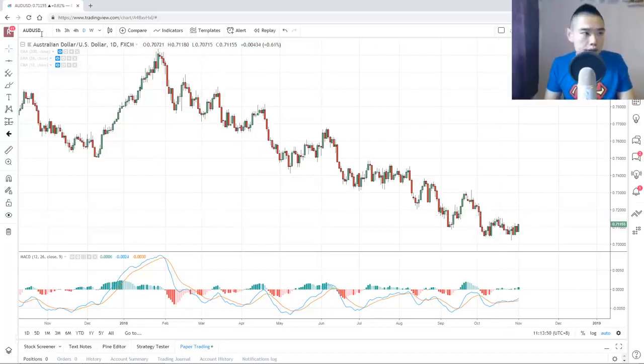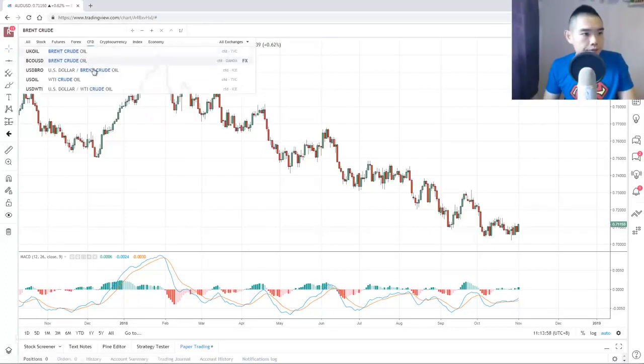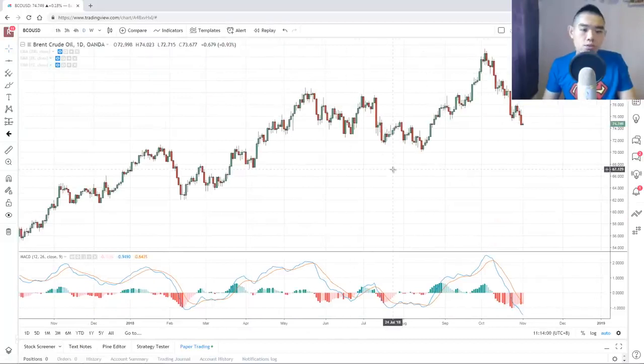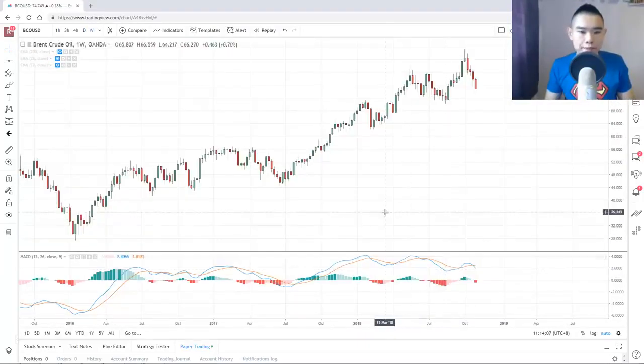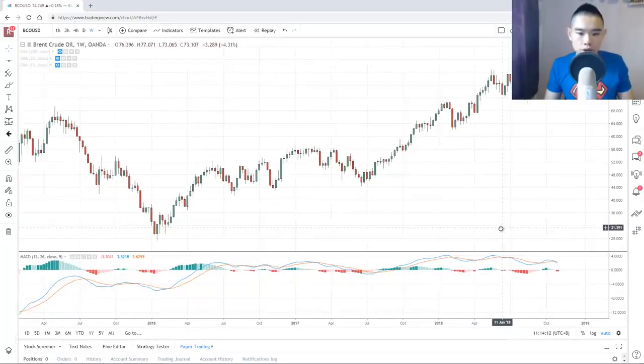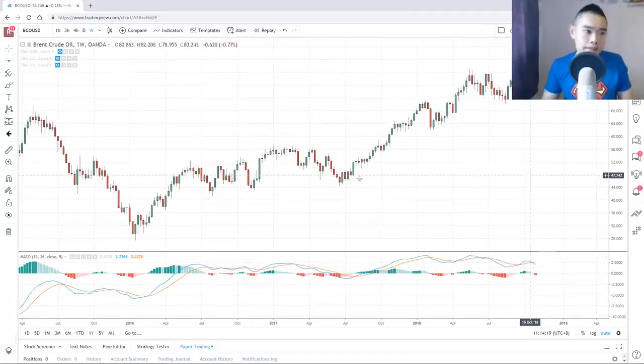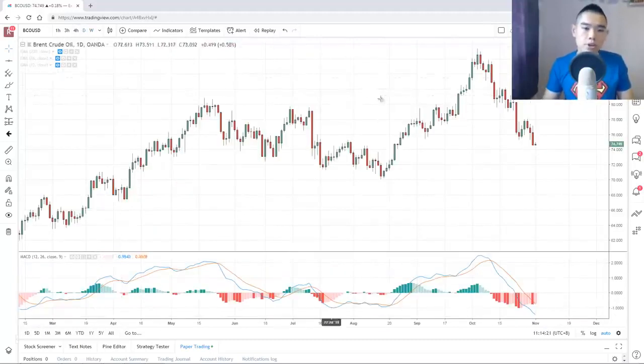Another example, let's have a look. How about Brent crude oil? Again, let's say you're trading off the daily time frame, so your higher time frame is the weekly time frame. So just go to weekly and pay attention to the MACD signal line. You can see that right now, the blue line has crossed below the orange line. So it's telling you that on the daily time frame, if you're trading, you want to have a short bias, staying on the short side.